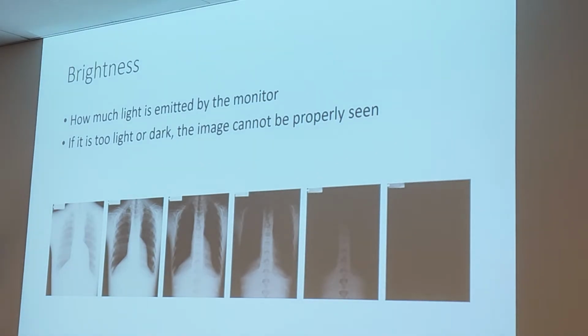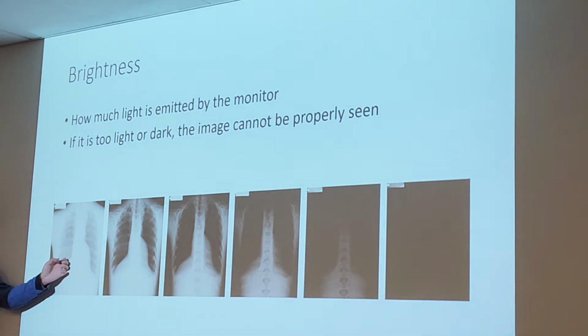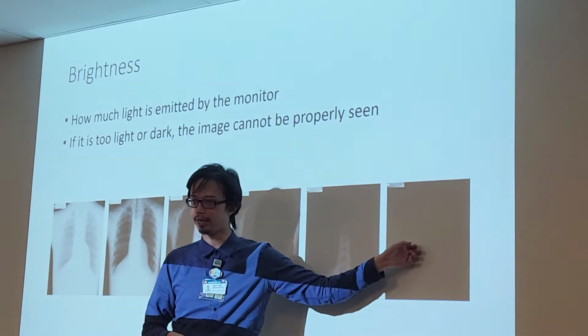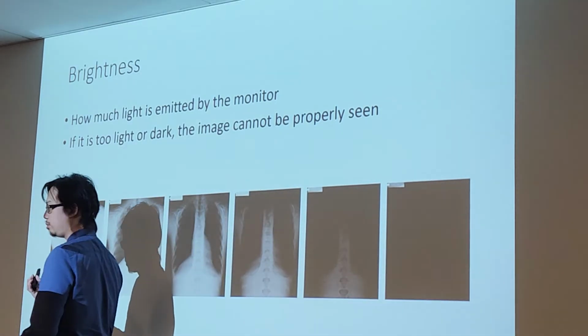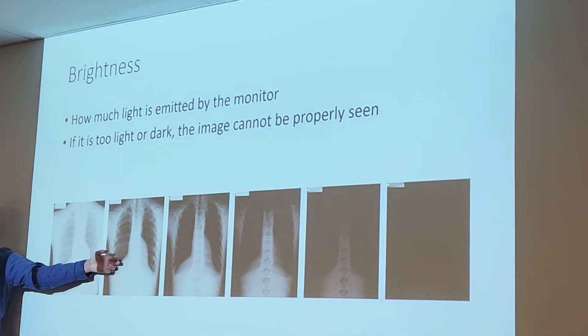So let's first talk about visibility. And we are specifically going to talk about brightness. Brightness is just how much light is emitted by our monitor, or how much light is emitted by our screen. So if the image is too bright, you can't really see things properly. If the image is too dark, you can't really see things properly. You need a good balance to where you have proper brightness.